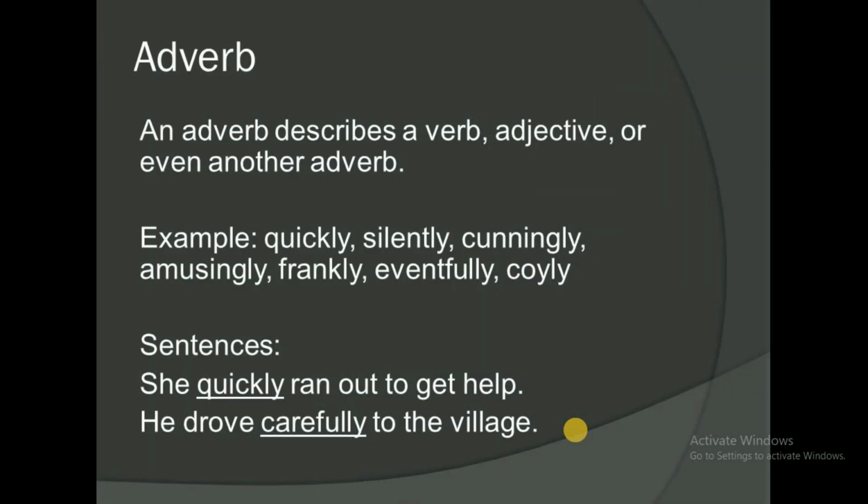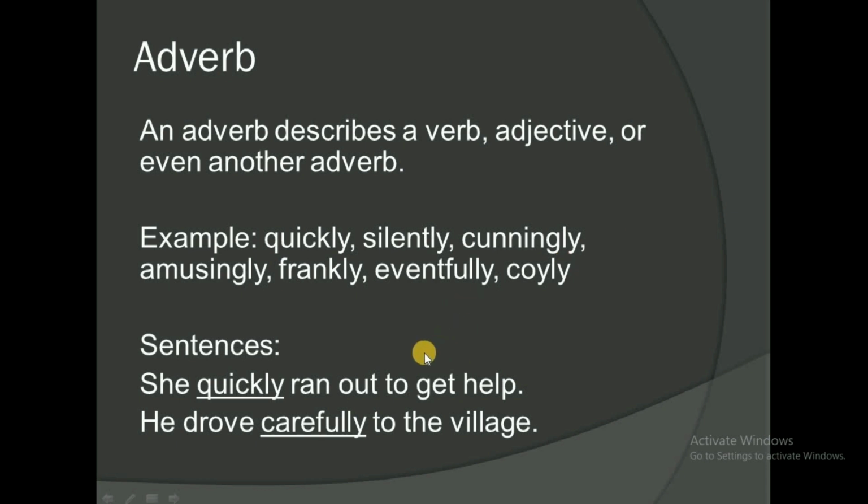Adverbs come next. An adverb describes a verb in most cases. It can also describe an adjective or another adverb. If we look at these examples here, quickly, silently, cunningly, amusingly, frankly, eventfully, and coyly, we can see how they each have the same ending, the ly, and so on. Not all adverbs have ly endings, but many of them do, and it is a very useful way for identifying adverbs.